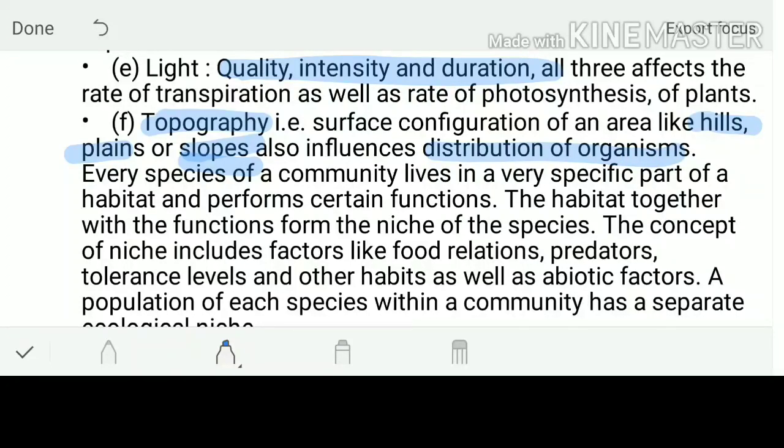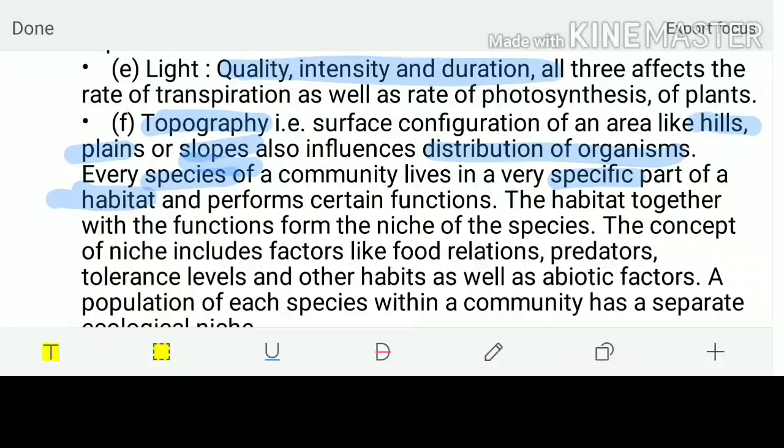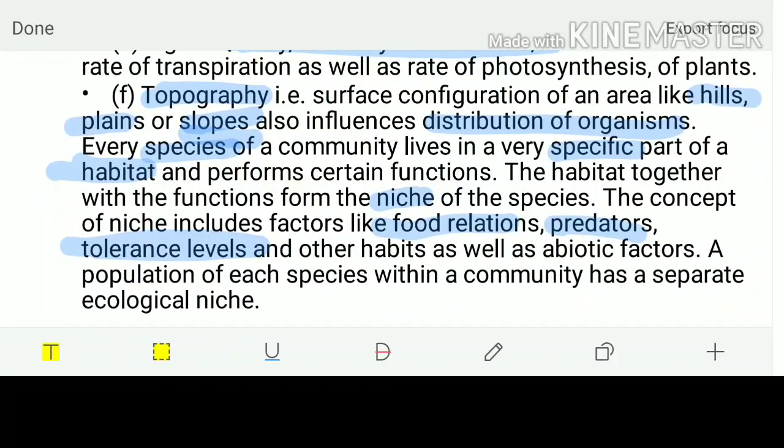So basically, the species lives at a very specific part and it has a certain habitat as well. So basically, with the function of that niche, you should be knowing the meaning of the niche as well. It is the role the organism plays in a particular habitat. For example, the food relation, the predators, the tolerance level of that species. So these are also called abiotic factors.